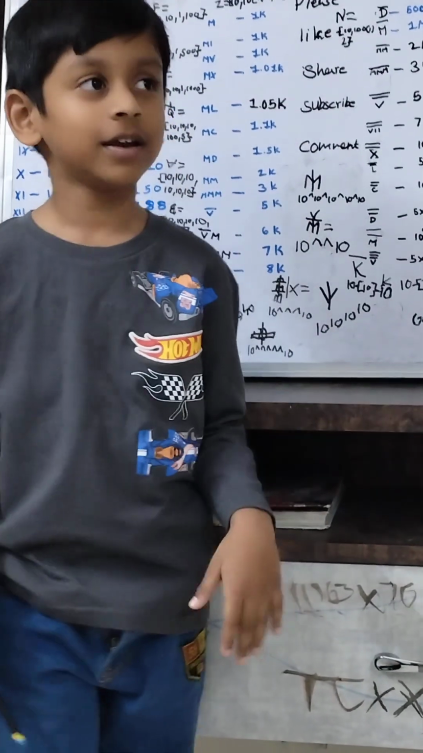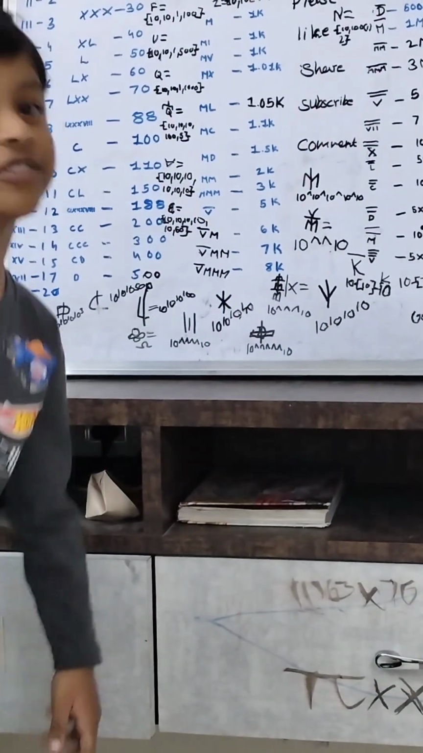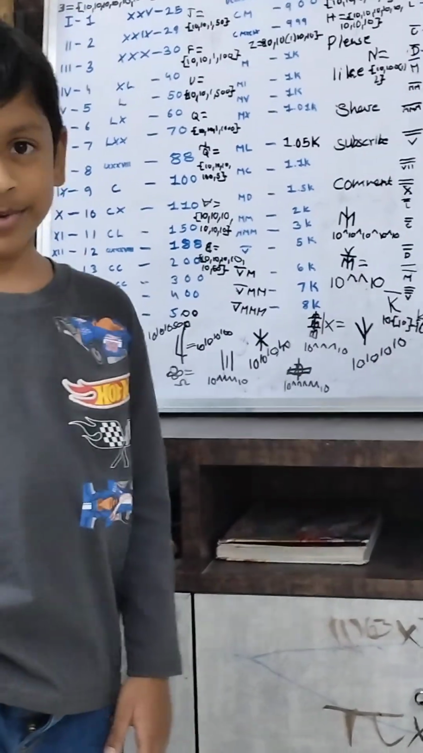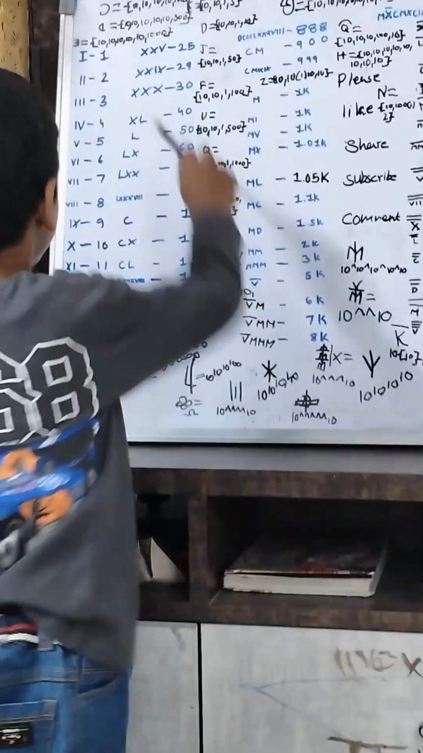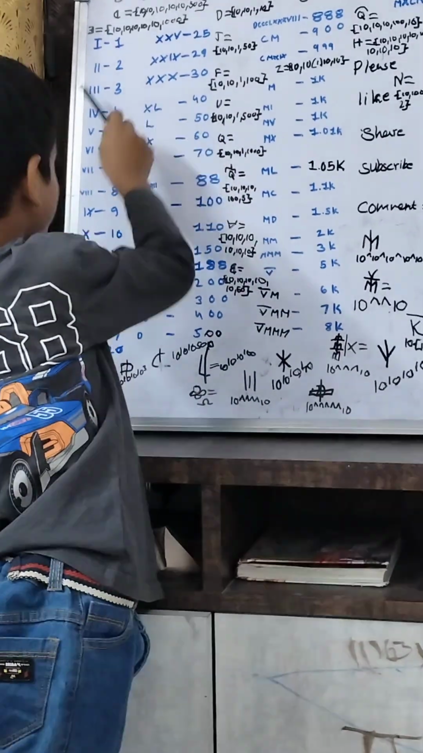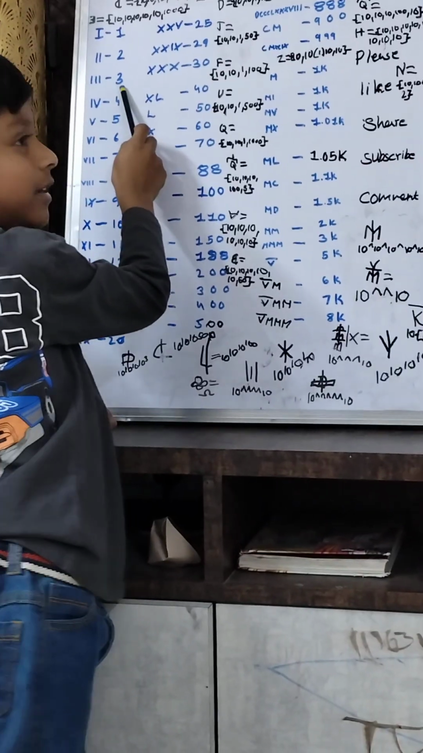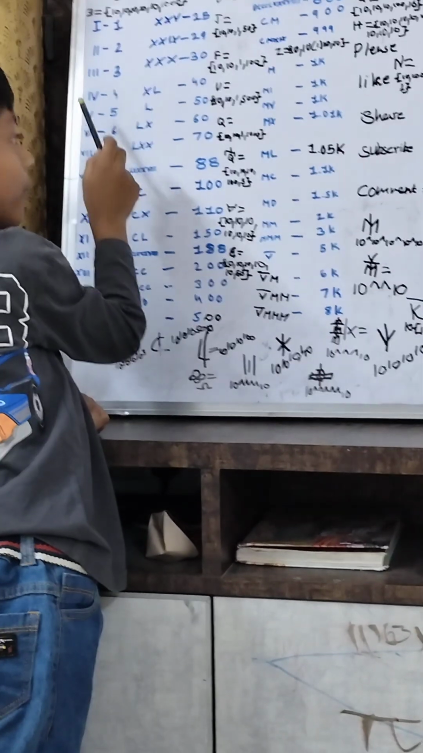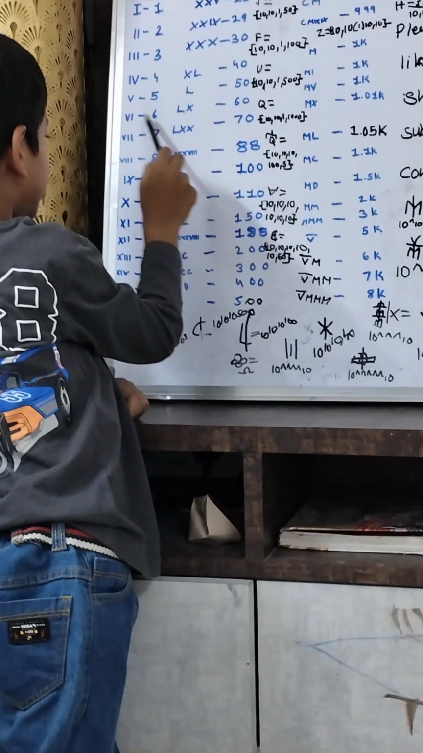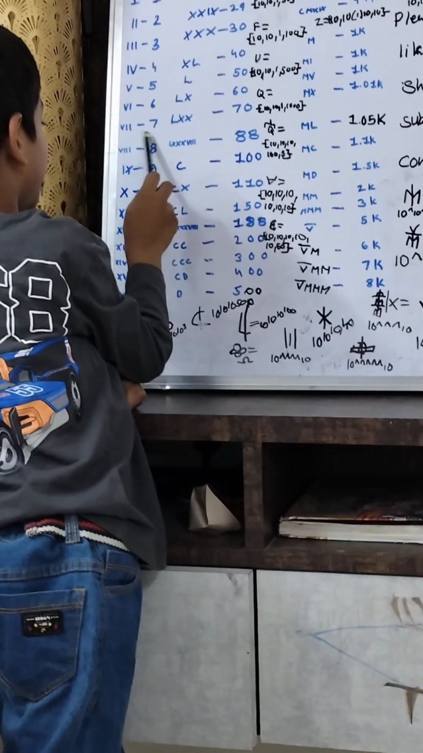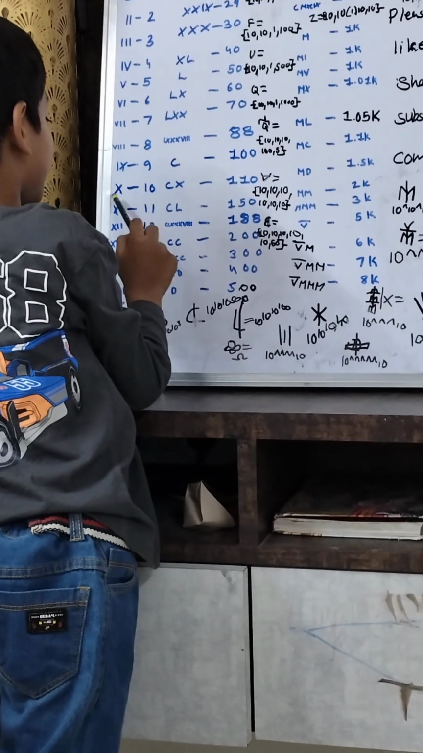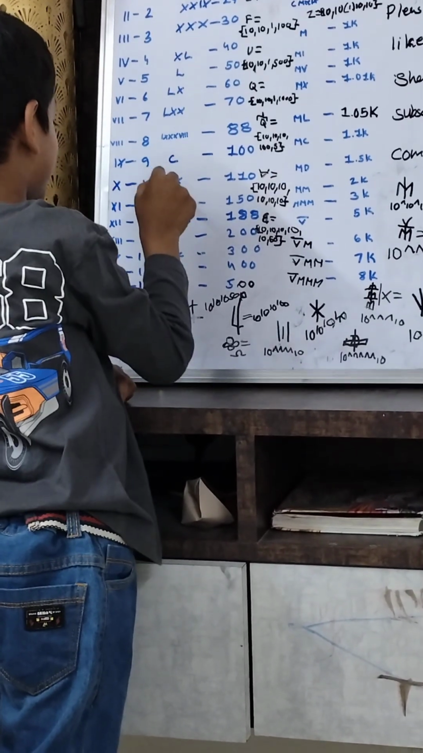Hello everyone. Today I am going to have a revision of Roman numerals, board 1 and 2. You will see big numbers in the video. I is 1. II is 2. III is 3. IV is 4. V is 5. VI is 6. VII is 7. VIII is 8. IX is 9. X is 10. These are numbers from 1 to 10.